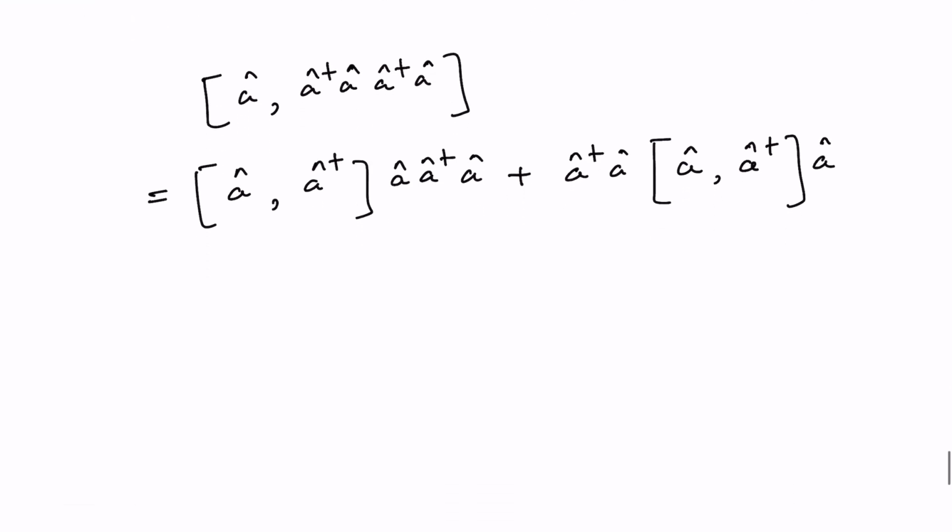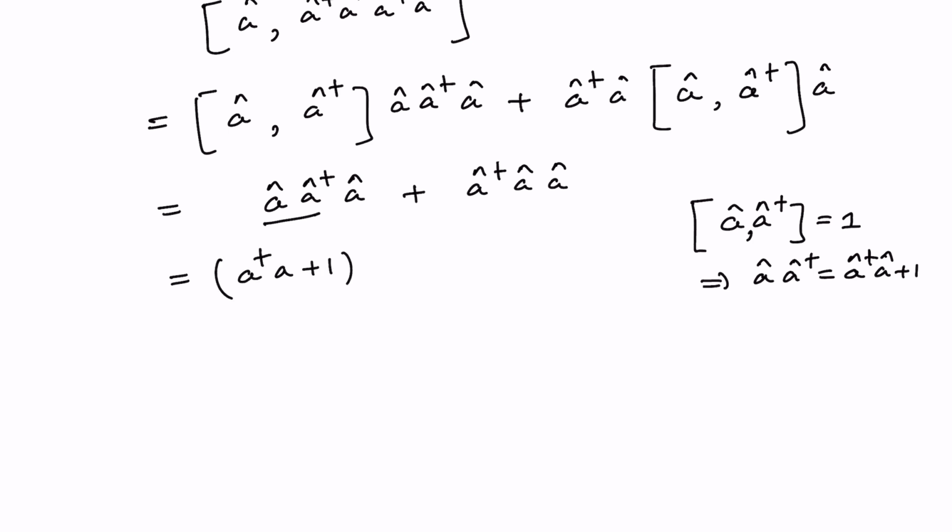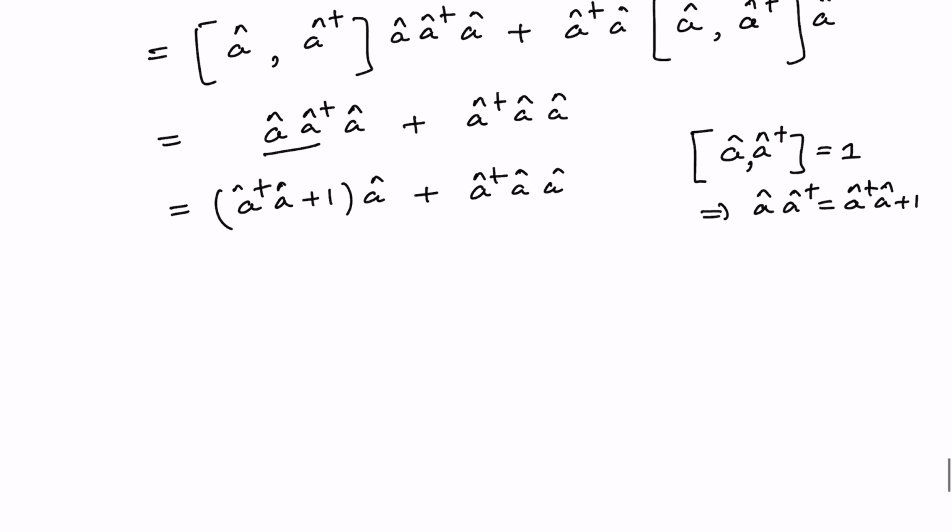Now the commutator of A and A dagger is equal to 1, so therefore I have A A dagger A plus A dagger A A. Since A A dagger is equal to A dagger A plus 1, utilizing this here, I can write this as A dagger A plus 1 into A. And I have this term here, A dagger A. So from here I can write 2 A dagger A plus 1 into A. This is the commutation relation I have.